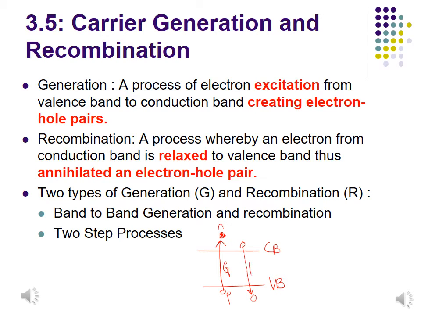When this happens, the holes at the valence band disappear. Thus, by definition, recombination is a process where an electron from conduction band is relaxed to valence band, thus annihilating an electron and hole pair. There are two types of generation and recombination. One, band-to-band generation and recombination, and two, the two-step process.